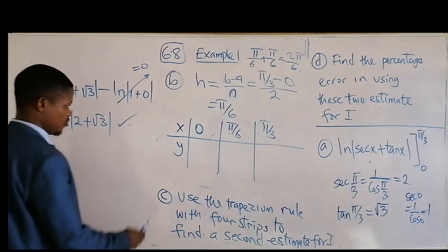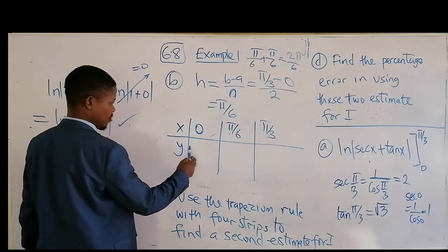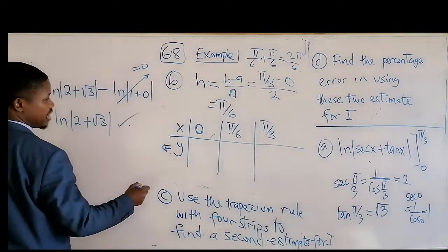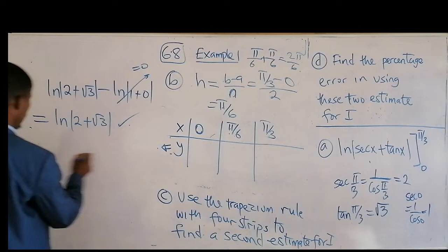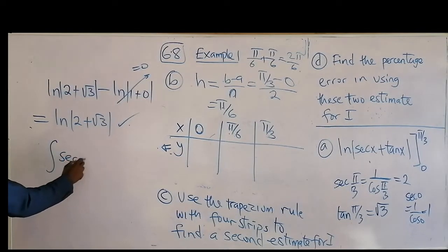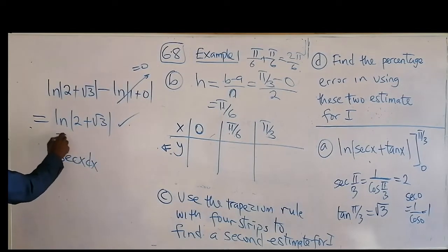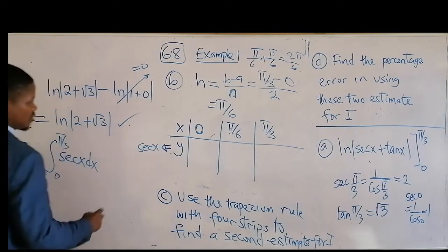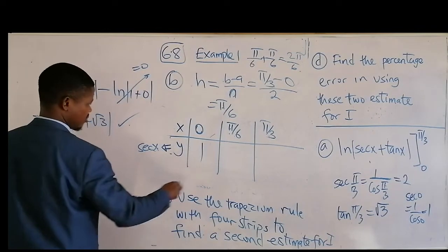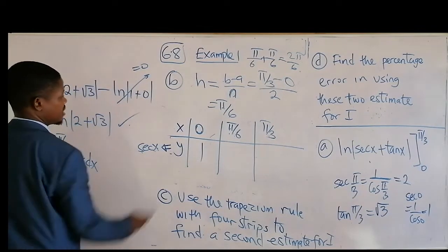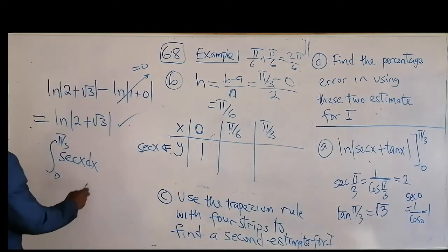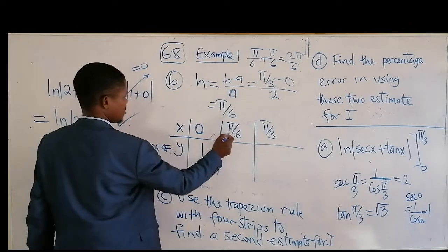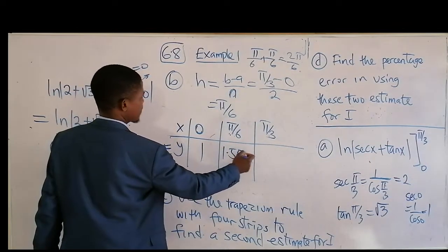Then the next thing to do is to begin to substitute all these values into your function. Our y, the content inside the integral, don't forget our question is sec x dx between the upper and lower boundary. So y is sec x. Sec 0 is 1 over cos 0, that's 1. Do this one also: 1 over cos pi over 6. For this one, that will give you 1.155.